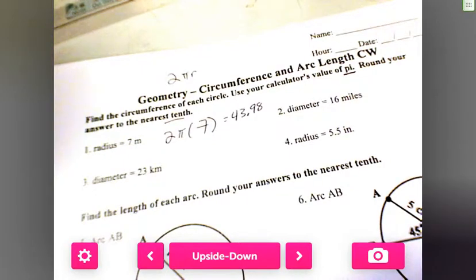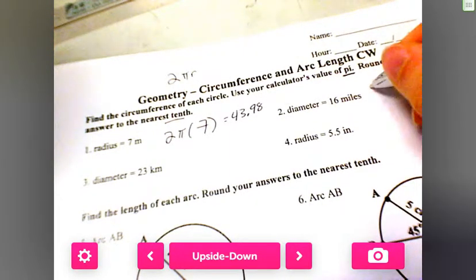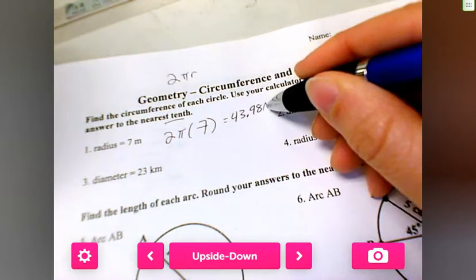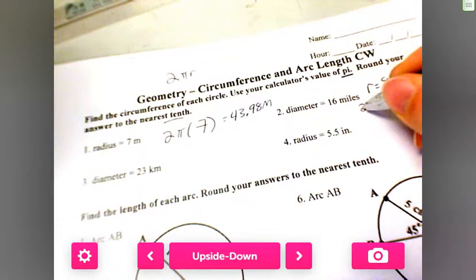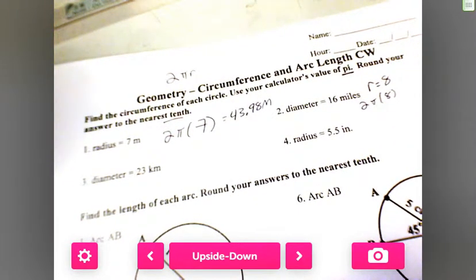All right, what do I do if I have a diameter? Because that's not the radius. How do I find the radius if I've got the diameter? Divide by 2, so the radius in this case is 8. Make sure you put your units next to it, whatever it is. So I'm going to go 2 pi times 8. So 2 times pi times 8 gives me 50.3 miles.